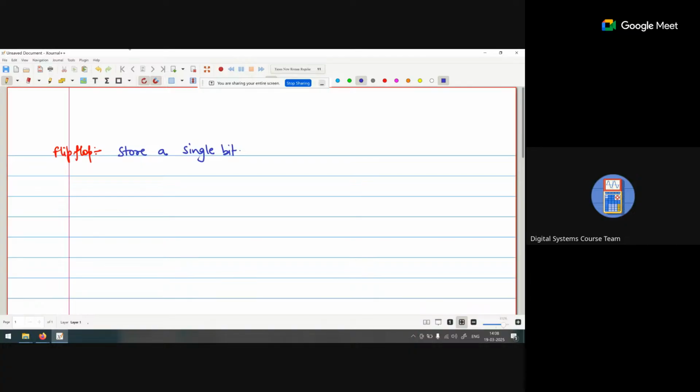There are four different types of flip flops available: SR, JK, T, and D. SR is basically set reset. JK is named after Johnson. T is the toggle, and D is the delay flip flop.